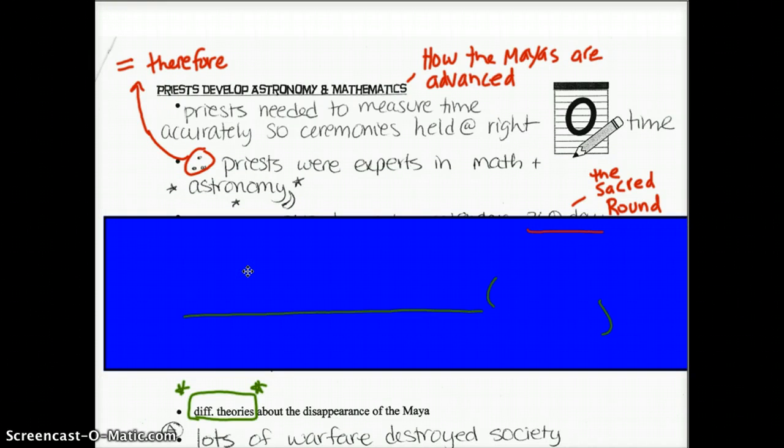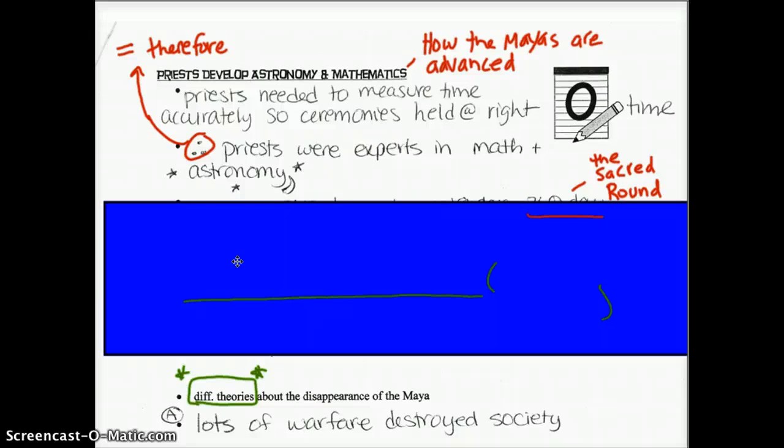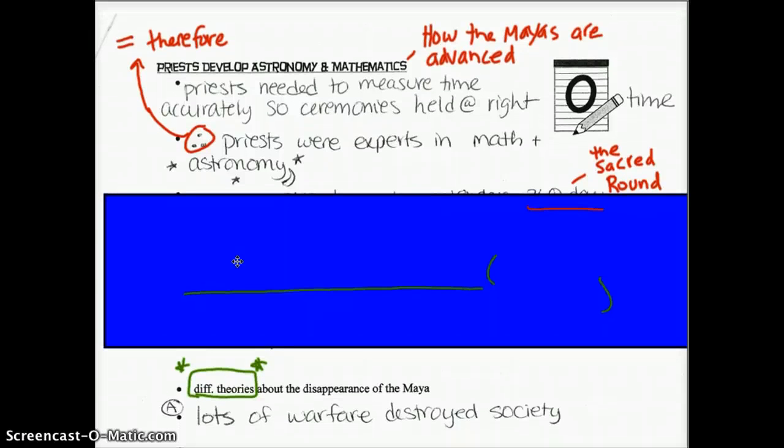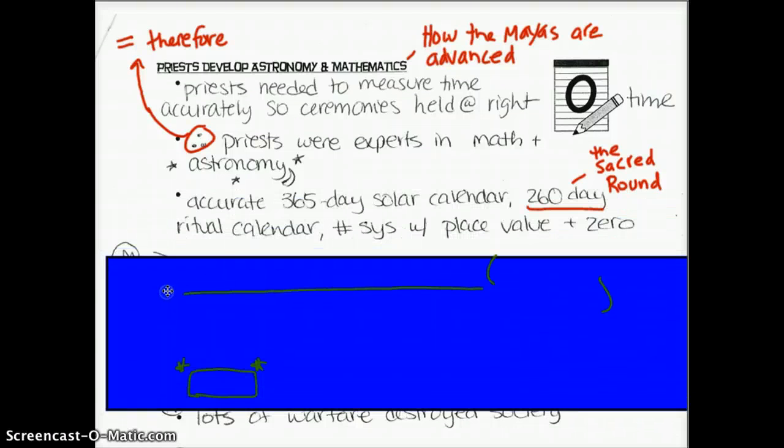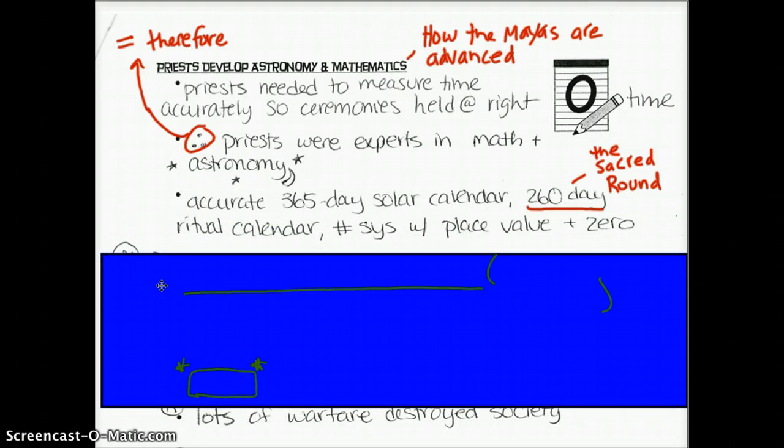You can see the abbreviation I have for therefore, and I kind of mentioned this, but the priests needed to know math and astronomy, like I said, for the first bullet, so they could hold ceremonies at the right time. Another really important part of the Maya civilization was their calendars. So those are mentioned there.